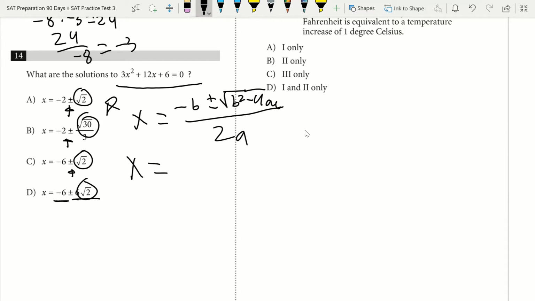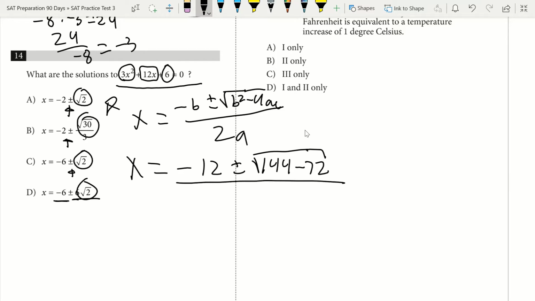So in this case, I'm going to go ahead and do that. I know that b is going to be that 12 right there. I know a will be a 3, and I know c will be a 6. So I'm going to have a negative b, so negative 12, plus or minus the square root of b squared. That's going to be 12 squared, which is 144. And then minus 4 times a, which is 3. 4 times 3 gives me 12. Keep in mind that this is negative, so we have negative 12 now times c, which is 6. 6 times negative 12 brings me that negative 72, right? And then that's all over 2 times a, which is 3. 2 times 3 gives me 6.